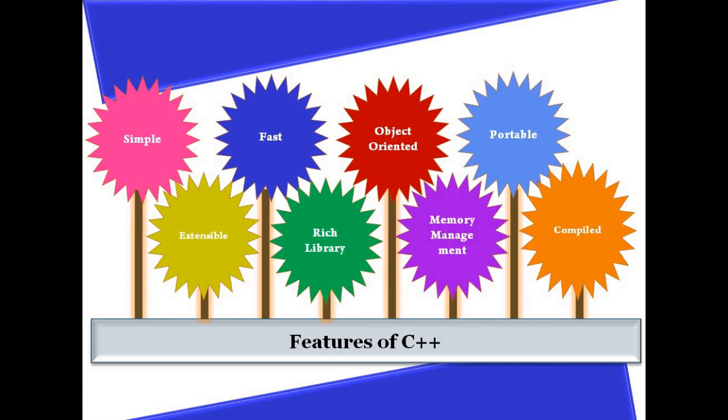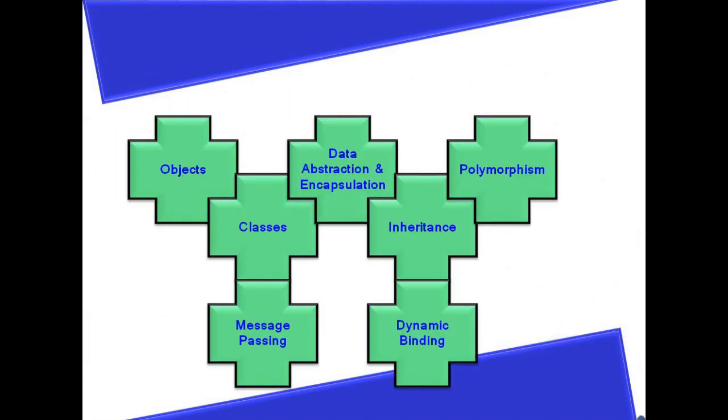C++ programs are extensible, which can be easily added with additional modules later. The next feature is it has a rich set of libraries with many functions to perform numerous operations. Then next, memory management. Memory can be easily managed with memory management functions in C++. And finally, C++ is a compiled language, that is, programs are compiled and then executed. These are some of the features and not all.